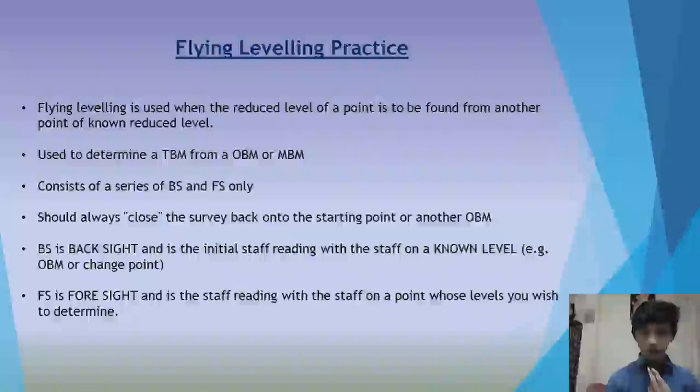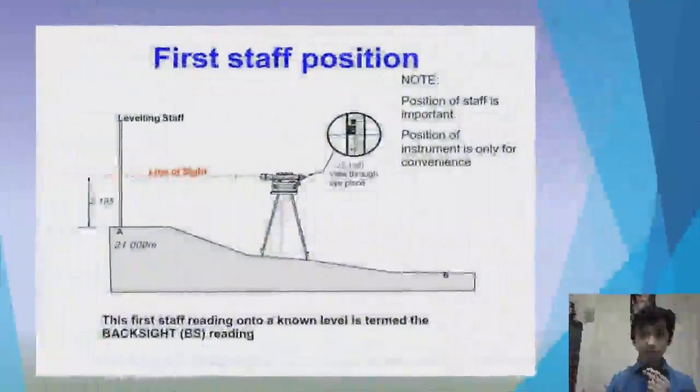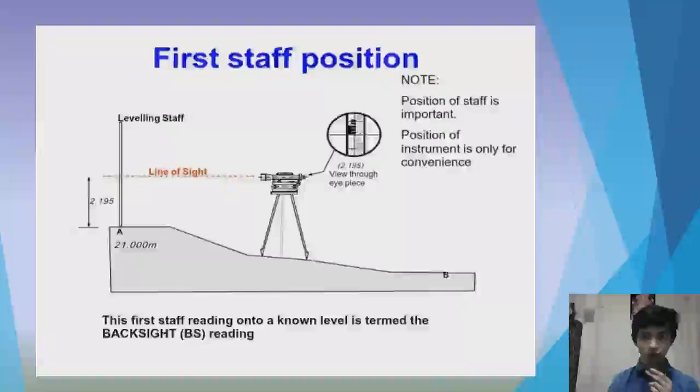BS means backsight, and it's the initial staff reading with the staff on a known level, for example an OBM or change point. Foresight is the staff reading with the staff on a point whose level you wish to determine. Go to next slide. Diagram. Different tools are used like leveling staff, dumpy level, telescope. Go to the next slide.